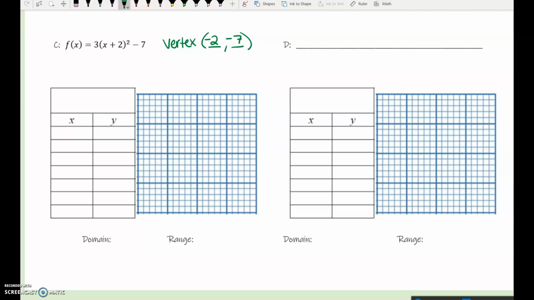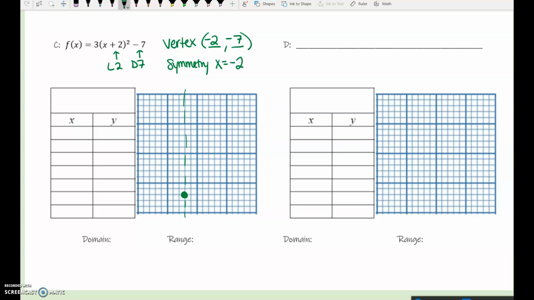-2, -7. I was about to give you a helper. It helps if you think about how this movement happens. This is left 2 and down 7. So left 2, down 7. There is our vertex. That means that your symmetry line is x equals -2. So vertically through that vertex, there is a symmetry line.